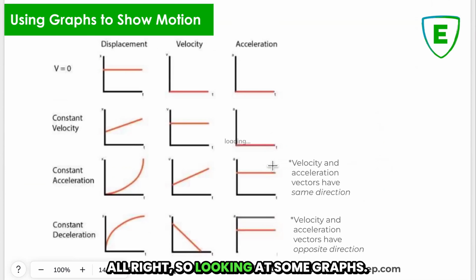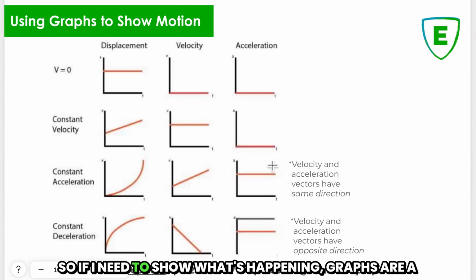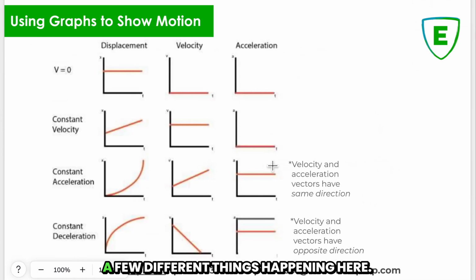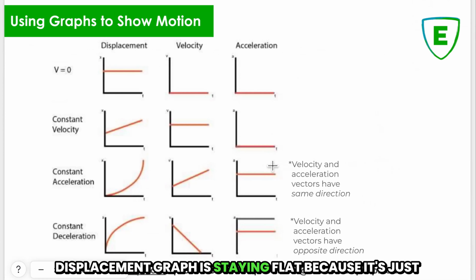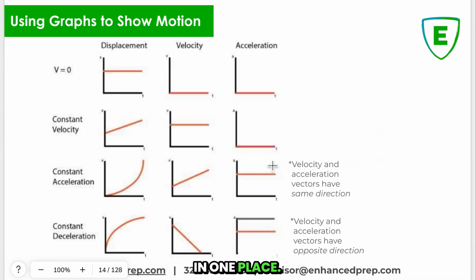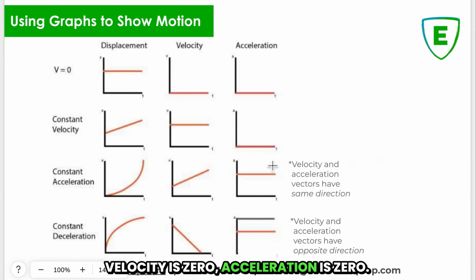All right, so looking at some graphs. If I need to show what's happening, graphs are a great way to do it. Okay. Few different things happening here. So no velocity, the displacement graph is staying flat because it's just in one place. Velocity is 0, acceleration is 0.